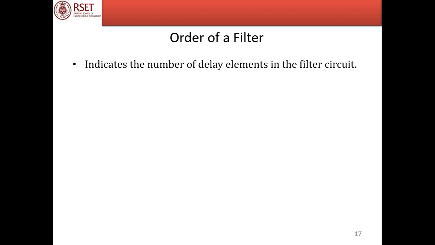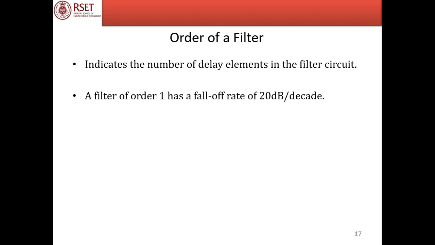Now what do you mean by order of a filter? Order of a filter indicates the number of delay elements in the filter circuit. By delay elements we mean the RC stages in the filter circuit. If we have a single RC stage in a filter, the filter is of order 1. If we have two RC stages in our filter, we can say that the filter is of order 2. And we said a filter of order 1 has a fall off rate of 20 dB per decade.